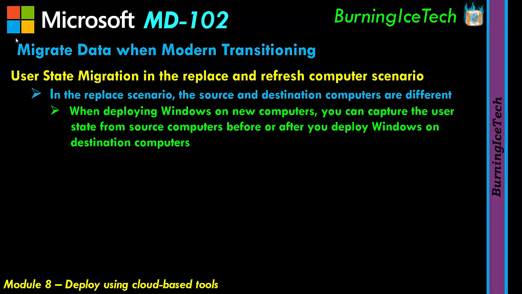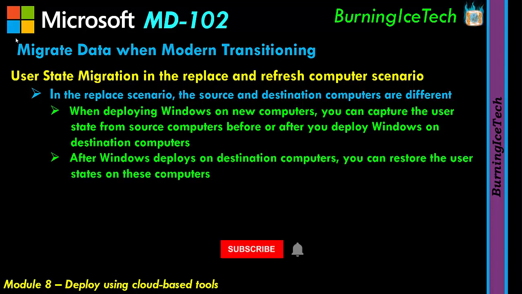So when deploying Windows on a new computer, you can capture the user state from the source computer before or after you deploy Windows on the destination computers. After Windows deploys on the destination computer, you can restore the user state on these computers, guys. So there are many ways you can go about this. One of the tools we use is called USMT. It stands for User State Migration Tool.